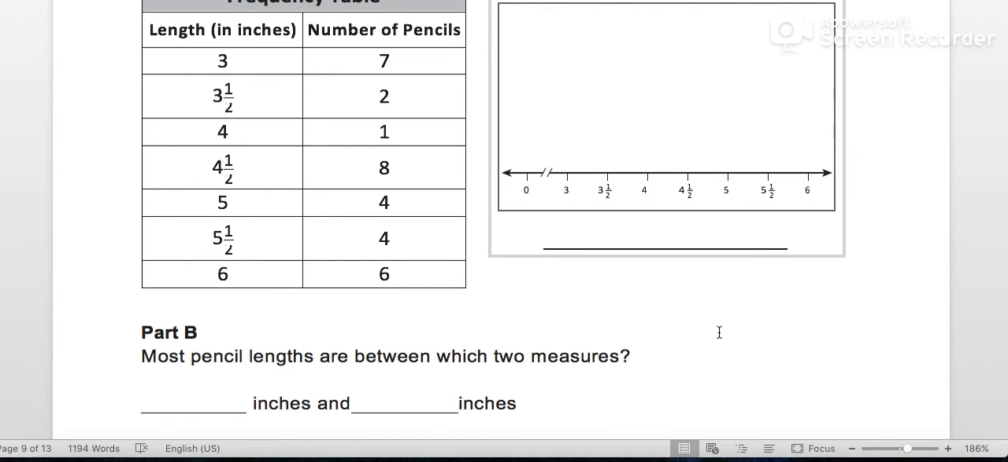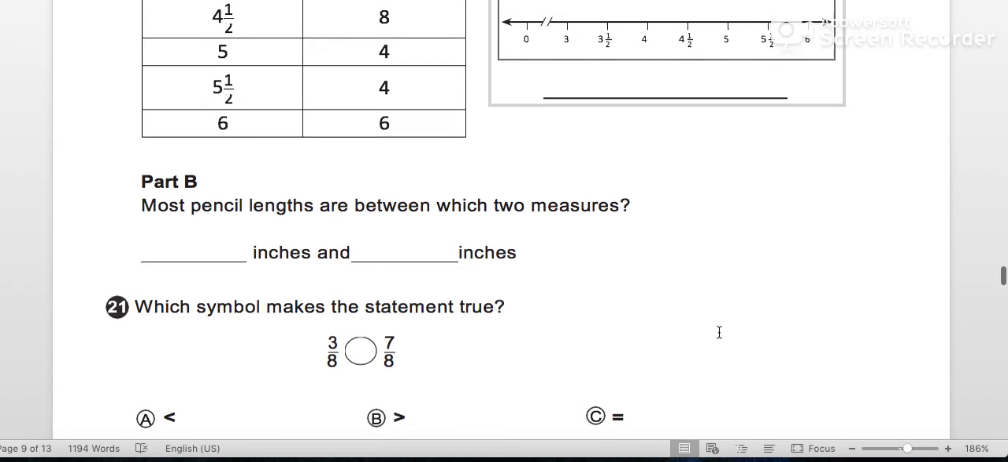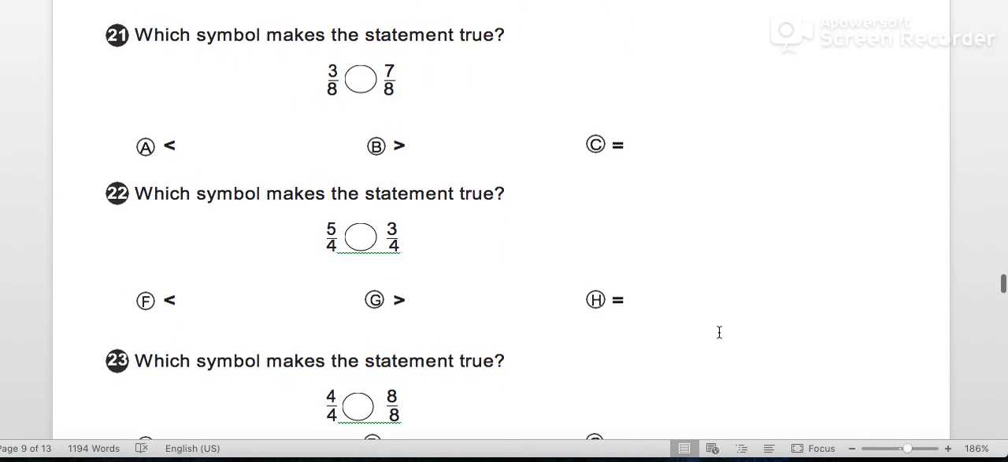Almost there. 21. Which symbol makes the sentence true? We are going less than, greater than, or equal to. Less than, greater than, or equal to. Remember, the alligator eats the bigger number.